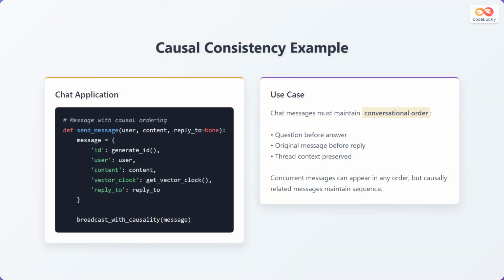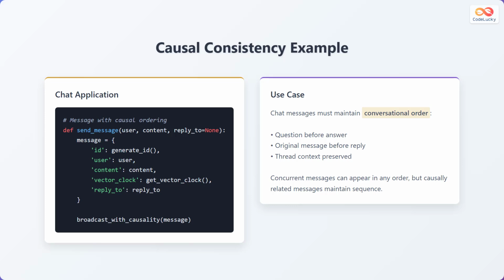Let's explore causal consistency with a chat application. In the function send message, user, content, and an optional reply to are passed as arguments. The message includes the automatically generated ID, the user, the content, a vector clock for tracking causality, and the reply to information. The message is then broadcasted with causality maintained.